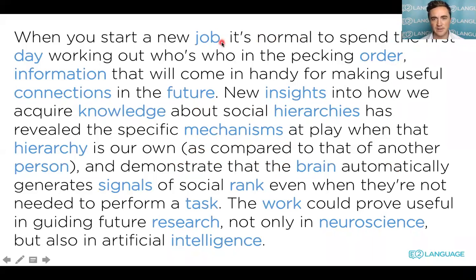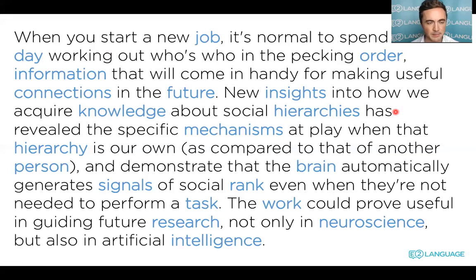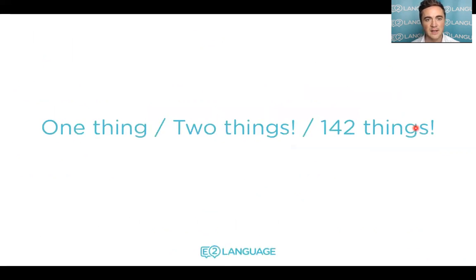Let's see them all. Well, we've got job, order, day, information, connections, future, insights, knowledge, hierarchies, mechanisms, hierarchy, person, brain, signals, rank, task, work, research, neuroscience, and intelligence, right? 20 all up. These are the things in the paragraph here. The things, not the do words, not the prepositions, not the pronouns, but all of the things, all of the nouns. Nouns are things. Cool.